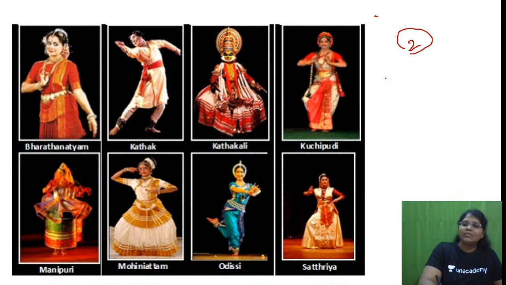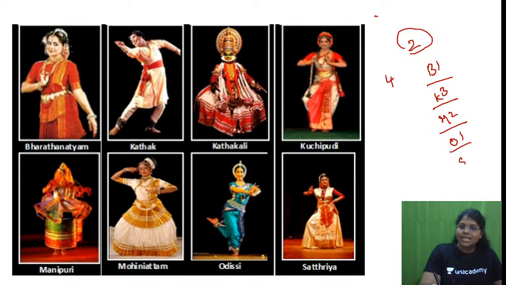I have completed the code we had: B1, K3, M2, O1, S1. These are the classical dances of India, isn't it? What is this B? B is Bharatanatyam. What is this K3?